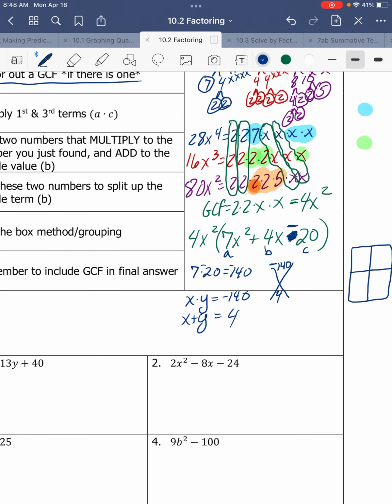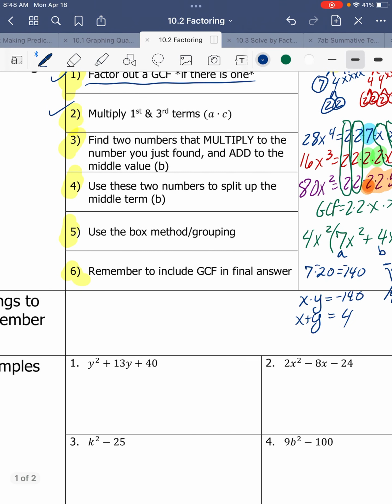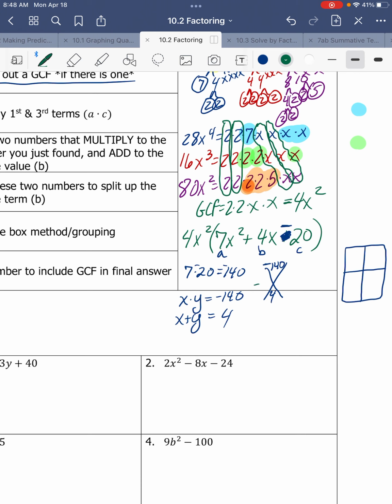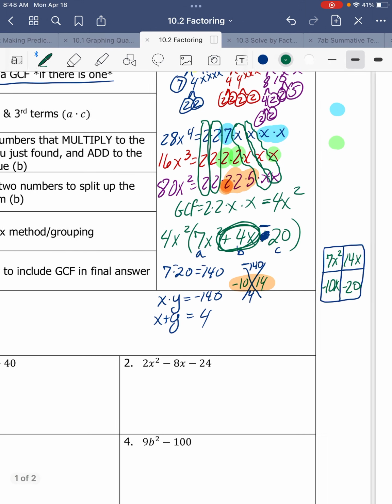And what we're going to do is we're in the box. So the two numbers, negative 10 and 14, are the two numbers we're looking for. In the box, the top left, I put the A term. Bottom right, I put the C term. Then negative 10 and 14 go in the other two boxes, but they are going to split up. Negative 10 and 14 add up to 4. We're going to need them to add up to 4x, so we put the b variable on, so negative 10x and 14x.